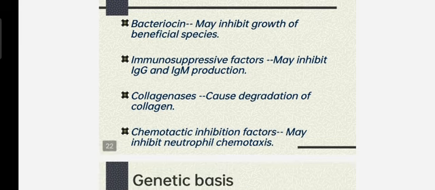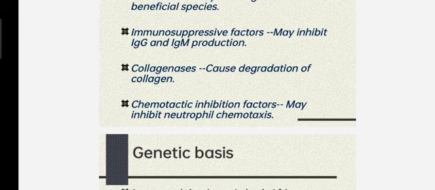Collagenase causes degradation of collagen, so that with the breakdown products of collagen, the bacteria will flourish. Then chemotactic inhibiting factor: it does not want neutrophils to reach the site of inflammation, because once the neutrophil reaches the site, a war will be there between the bacteria and the neutrophil, and the bacteria might get killed. So it first secretes chemotactic inhibiting factor, so that neutrophils might not arrive at the site of inflammation.